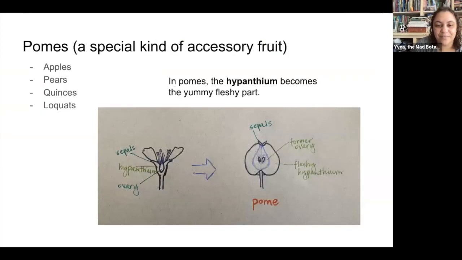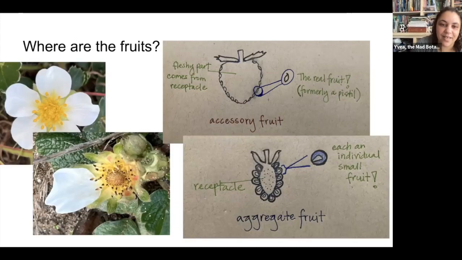One more question. Sorry, if you go back to that last. Oh, yeah. So the accessory fruit versus the aggregate fruit. The accessory fruit is formed. Could you tell me the difference again? Sure thing. So in this particular case, strawberries are both, but the accessory fruit is more, gosh, how do I distinguish between these two?